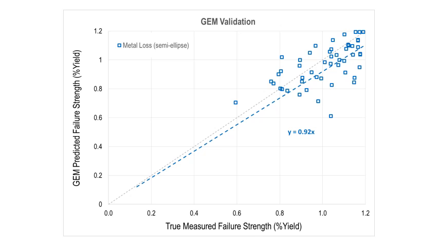When I see how these all match up, I find that the trend line gives me a slope of y equals 0.92, meaning that on average, this model is about 8% overly conservative. And that's pretty good. If you were to look at, say, RSTRENG, if you look at the corrosion data, or if you look at recent PRCI efforts, you'll find that the RSTRENG algorithm is actually about 30% overly conservative. So this is really a step in the right direction.